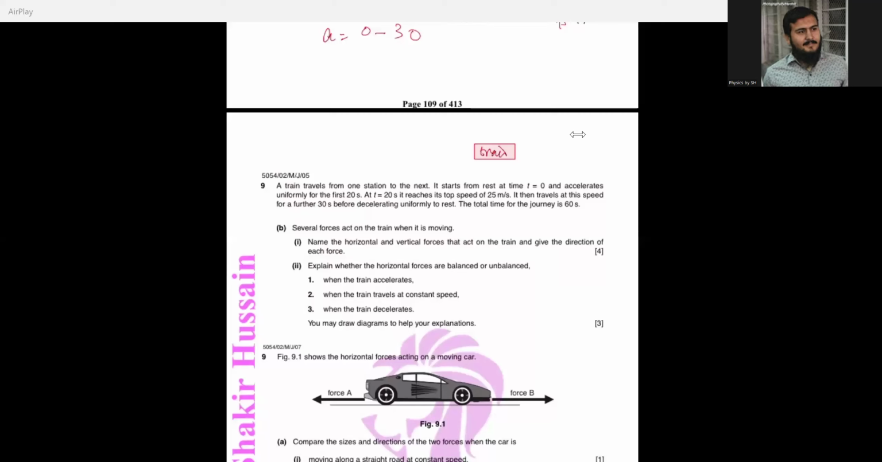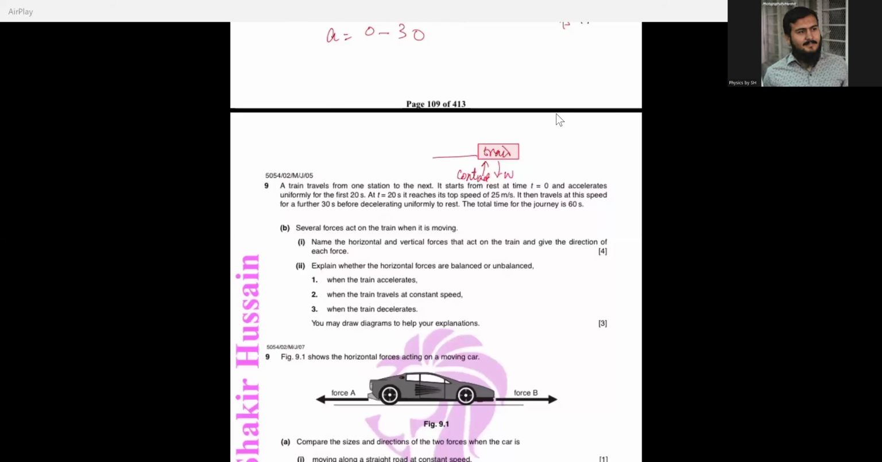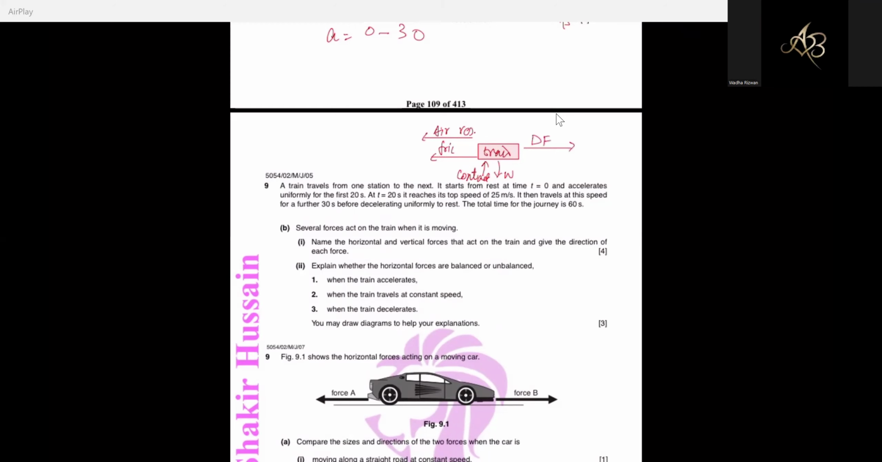So the vertical forces acting would be one force downward, that's the weight. And then an upward force from the ground, that's the contact force from the rails. And then a backward force of friction, and another backward force of air resistance, and then a forward force that's called the driving force.